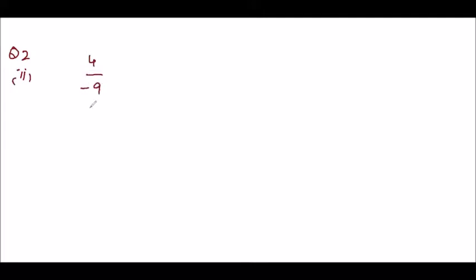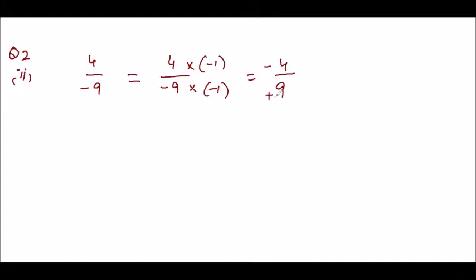4/-9. Now again, we have two steps involved in this question. It cannot be divided. It also involves one step. Now 4 and 9, there is no common number which can divide these numbers. You will multiply it with -1. You will also multiply it with -1. You will get -4/9. So we can write it without the plus sign.